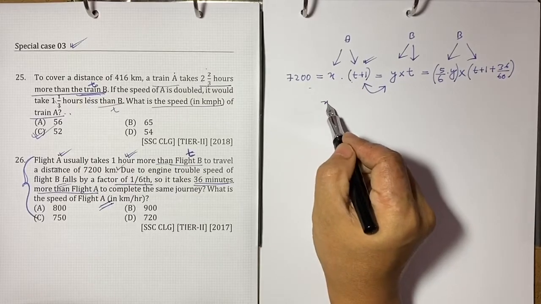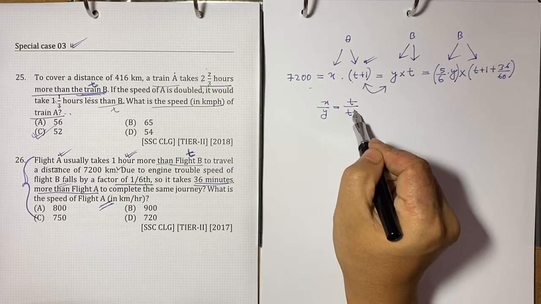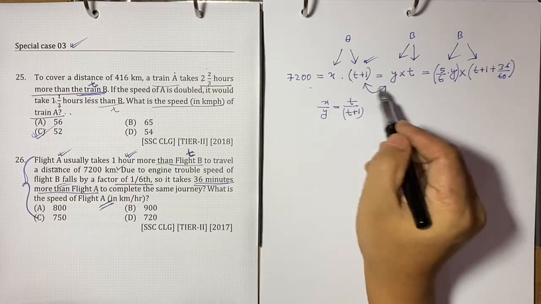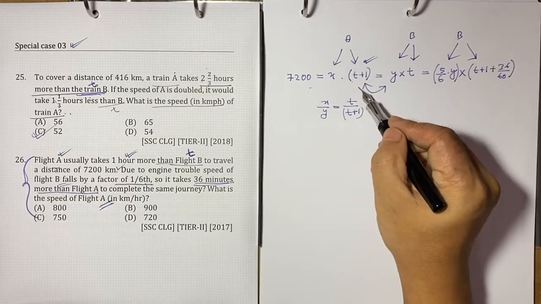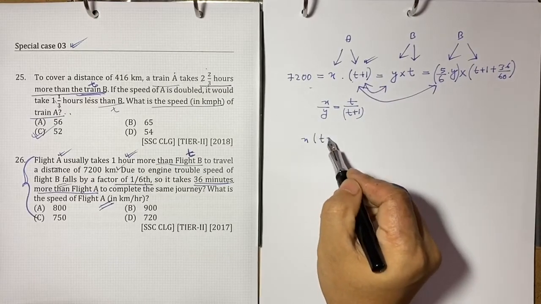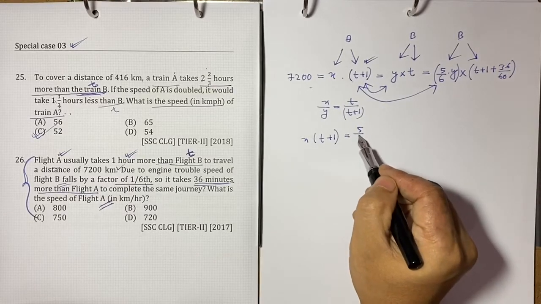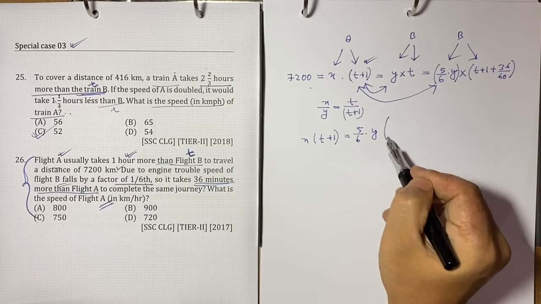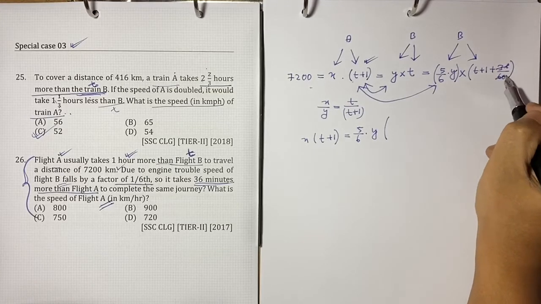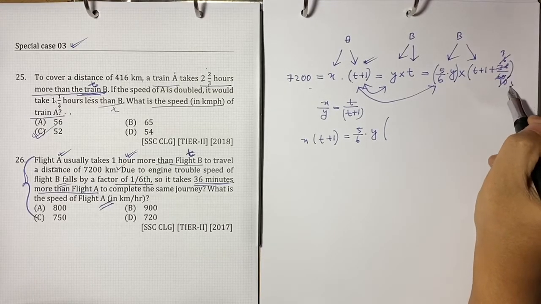We can say x divided by y equal to t divided by t plus 1, so we solve it. So x into t plus 1 equal to 5 by 6 into y, cancel, this will be 6 divided by 10, cancel, 3 divided by 5.